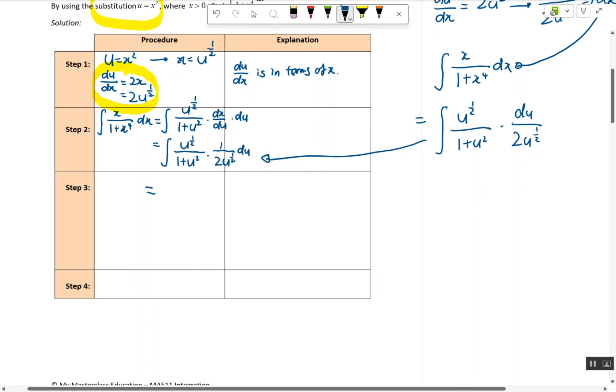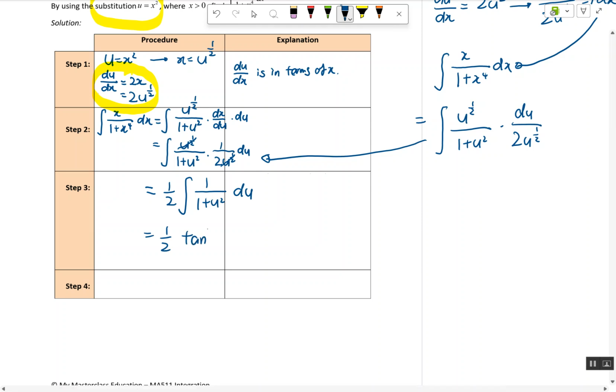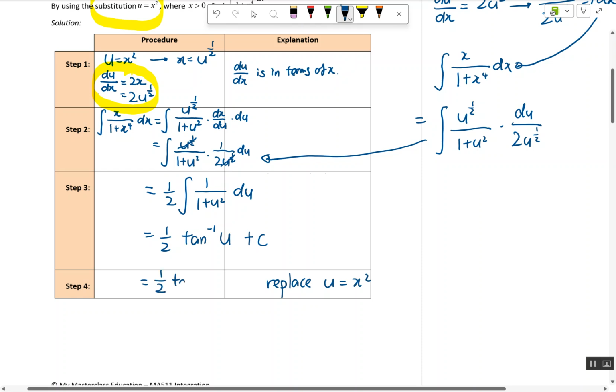So once you do your substitution, you cancel this, you get a half on the outside. Integral of 1 over 1 plus u squared du. What is this? This is inverse tangent. Is your integration or differentiation technique good enough or not? It is at this point, okay, to be able to identify. Remember, the last part is to replace back u equals x squared. So the final answer is half inverse tangent x squared plus c.